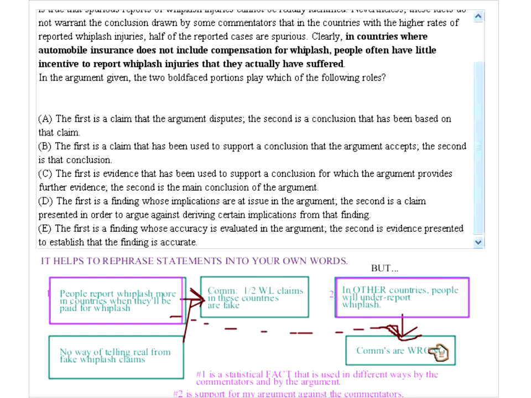Give me a smiley face if that makes sense. Particularly the one who asked that question about the second one being the conclusion or not. If you understand, then give me the smiley. Okay, good.